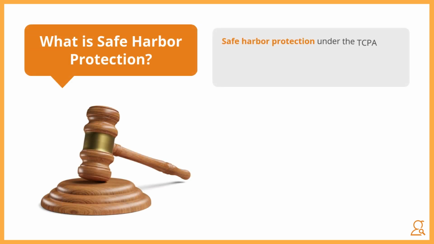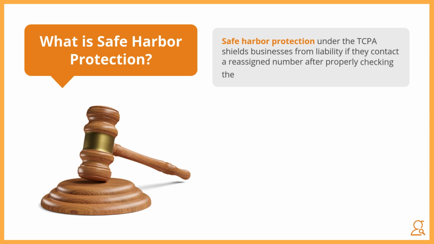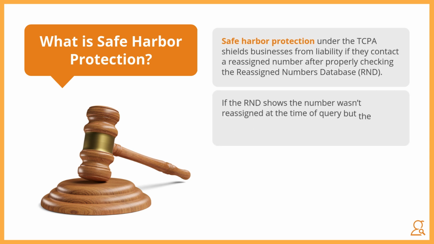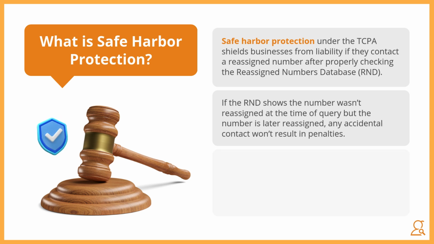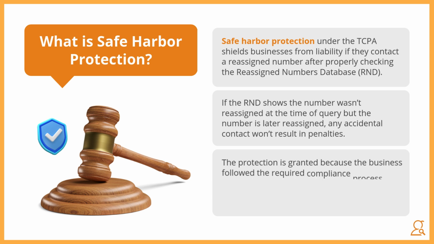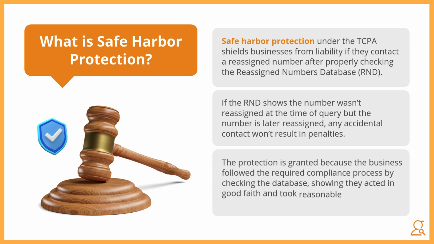Safe harbor protection under the TCPA shields businesses from liability if they contact a reassigned number after properly checking the Reassigned Numbers Database. If the RND shows the number wasn't reassigned at the time of the query, but the number is later reassigned, any accidental contact won't result in penalties. The protection is granted because the business followed the required compliance process by checking the database, showing they acted in good faith and took reasonable steps to avoid contacting the wrong party.